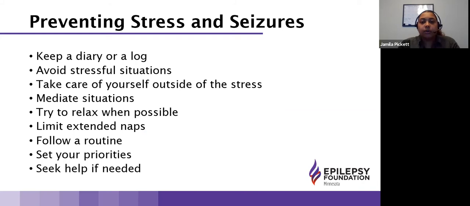All right, so preventing stress and seizures. There are a lot of ways that people practice stress reduction and de-stressing and meditating and things like that. So if you could lower your stress levels in the first place and lower the stressors in your life, that can be really helpful if you do know that you have a stress trigger.